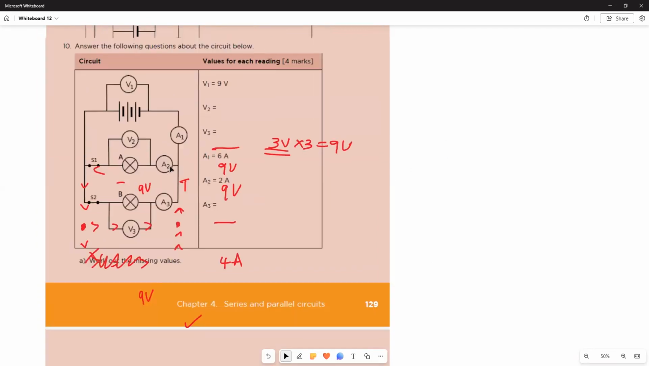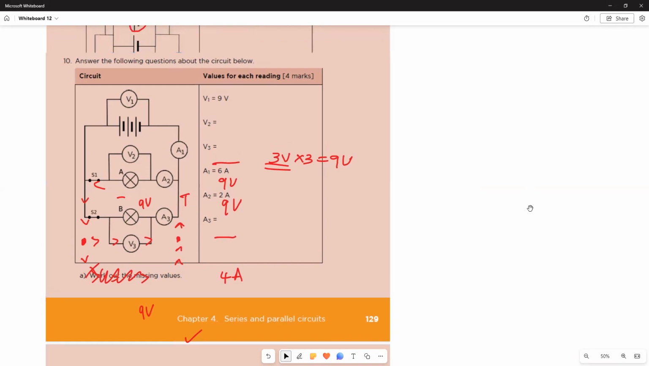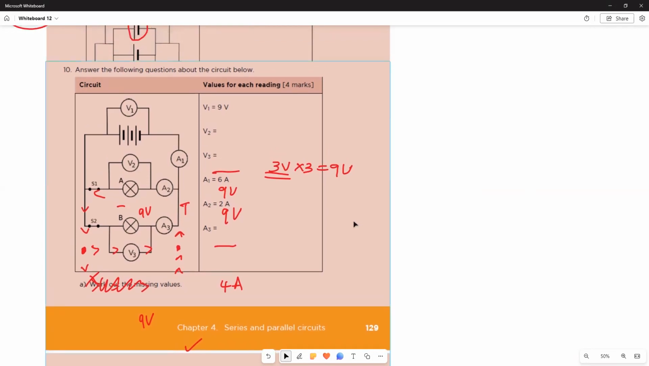Obviously, on A2, we can see that the current is what? Okay, let me just adjust here. On A2, they said the flow of current is 2A, right? And then on A3, we said it's going to be 4A. So the higher the current, the less resistance, right? Less resistance.